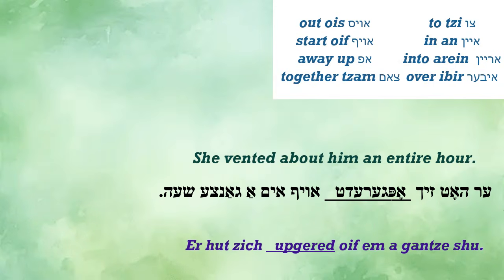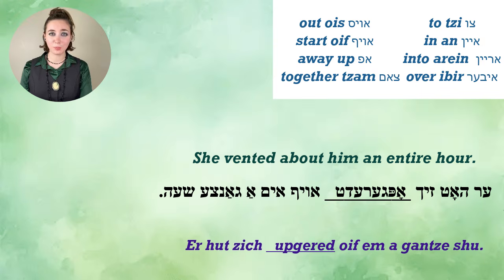Hat sich aufgeredet oder abgeredet auf ihm ein ganzen Schuh. Hat sich abgeredet auf ihm ein ganzen Schuh. Sich abreden, it's a reflexive verb, is to talk a lot about someone, to rant about someone, while aufreden doesn't really have a meaning.